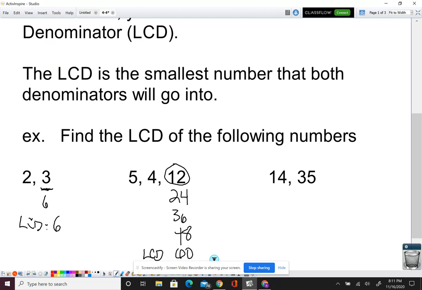Now between 14 and 35, we can look at that and say, no, 14 does not go into 35. 35 is the largest number, so we're going to take a multiple of that, which is the next one, 70. Does 14 go into 70? Yes, it does, 5 times. So the LCD here is 70.